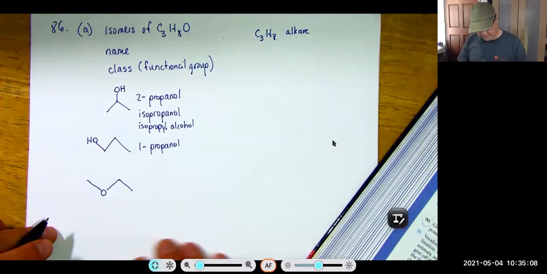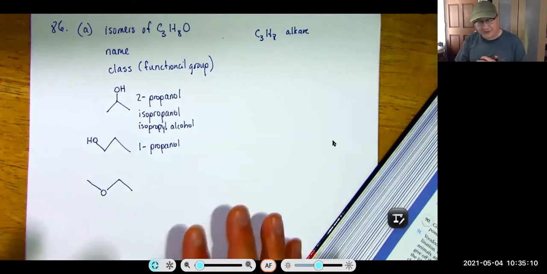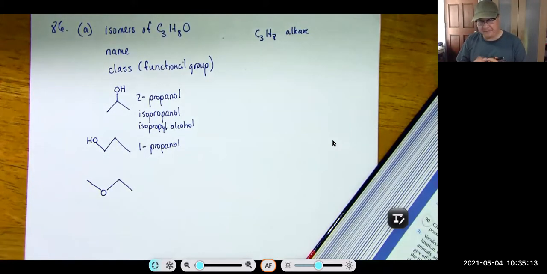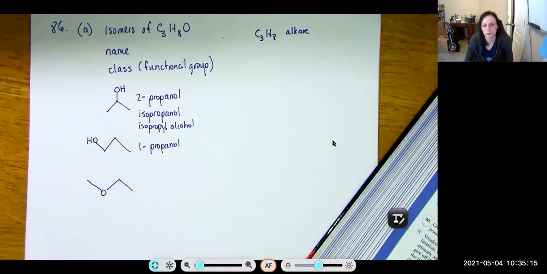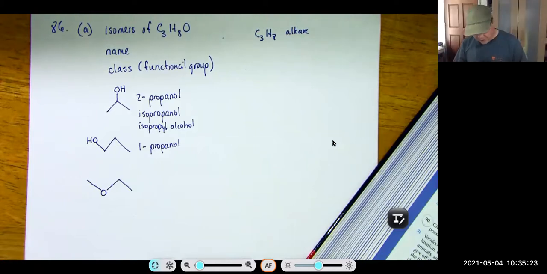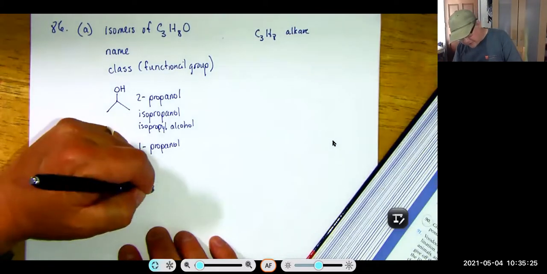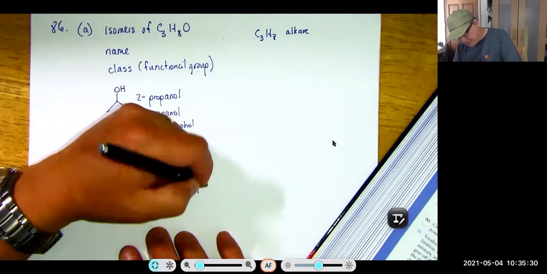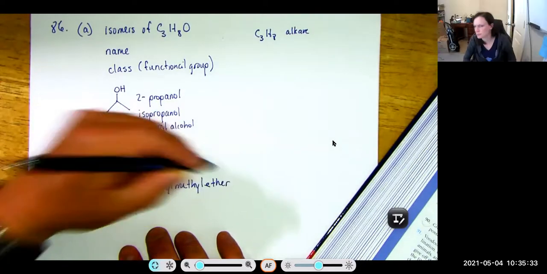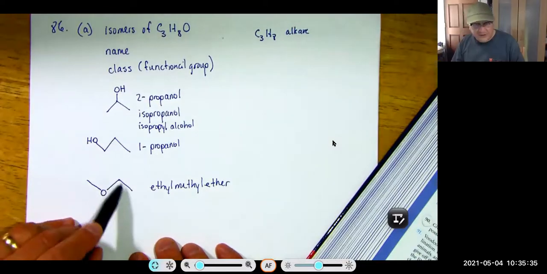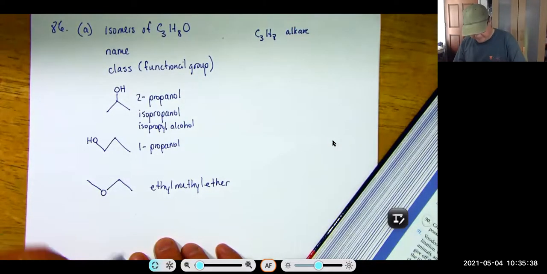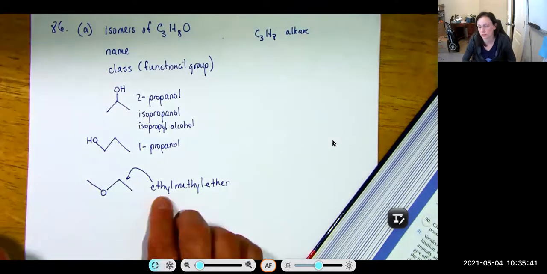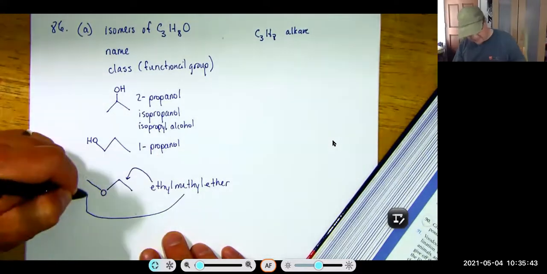Is this going to be enough hydrogens, though? H3. Yeah, this will be perfect. So what do we call this? We call this ethyl methyl ether. Why ethyl? This is a 2-carbon unit, which is an ethyl, and then methyl, ether.